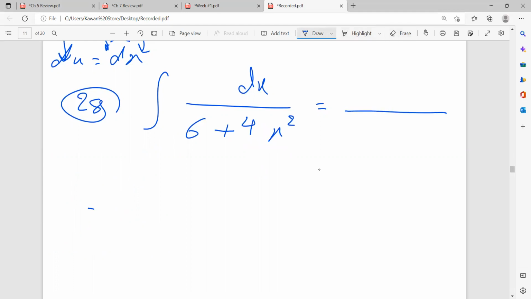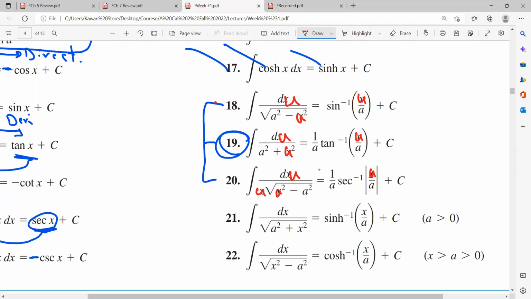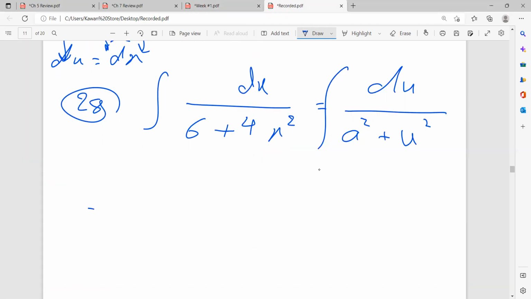I'm going to compare like that. In my formula, I have a square, u square, du. So I'm going to compare them. I say a square equal to 6. So a equal to what? Square root for both sides, right? Now you got it now, I think. Understood? u square is equal to what?